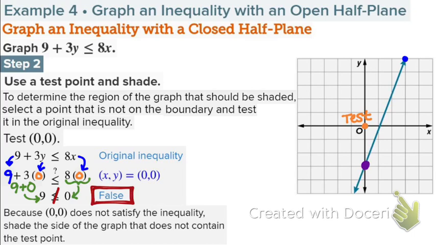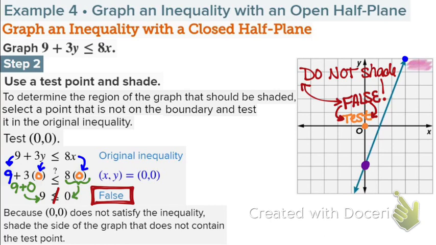So now when I put my test point in, we got back something that was not true. So do I shade there? Where do I shade then? Other side. Do not shade over here because it is false. So we have to shade the opposite side then. So I'm going to shade here.